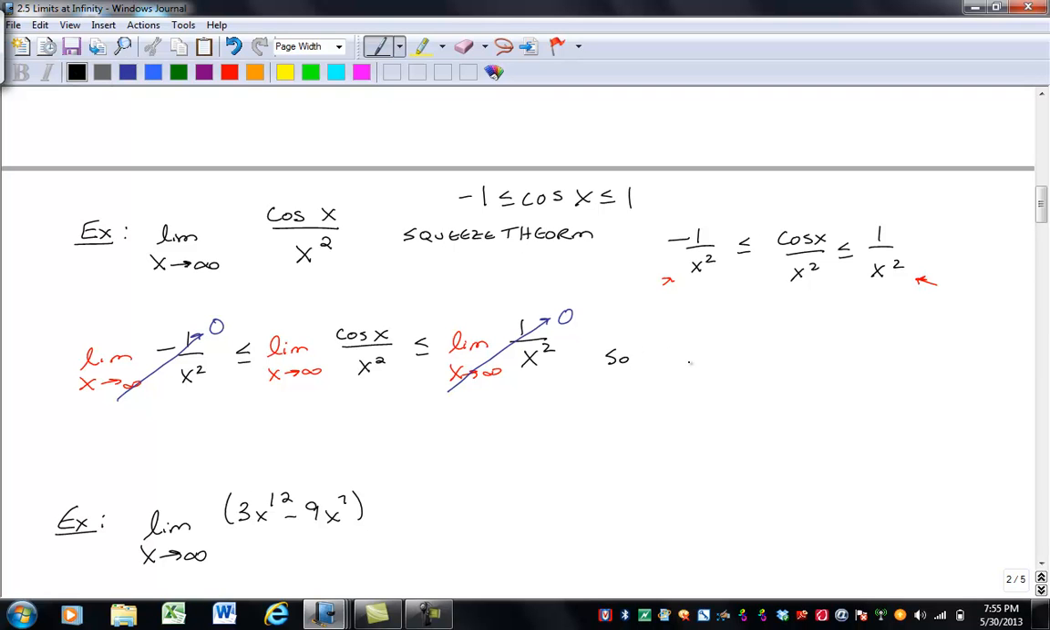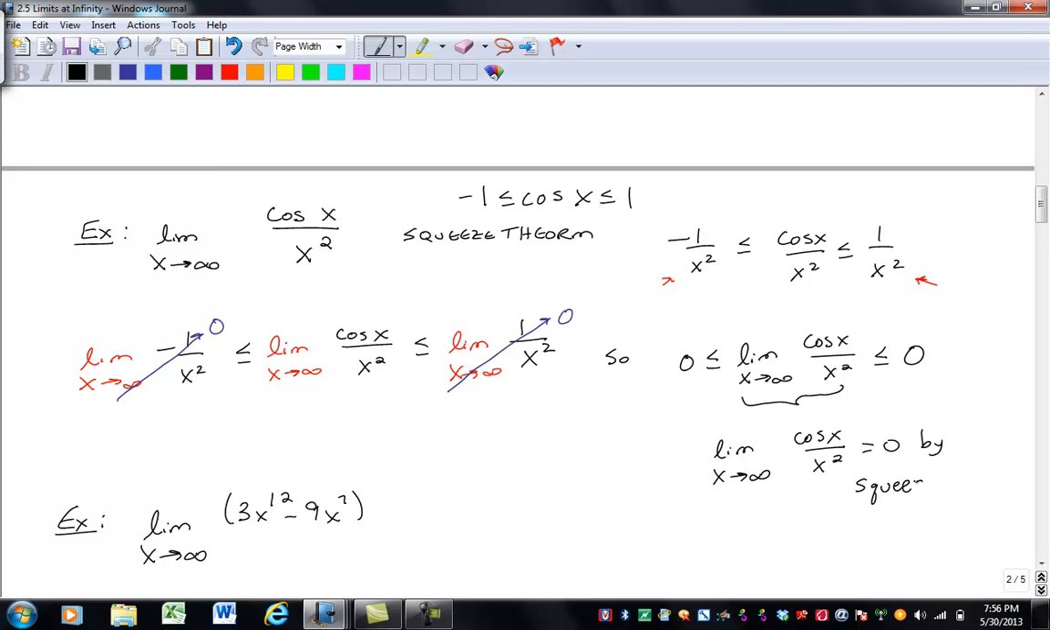And so I have 0 is less than or equal to the limit as x goes to infinity of the cosine of x over x squared, which is less than or equal to 0. And the only number in the whole world that could make that work is the number 0. So we've proven from the squeeze theorem that this limit is 0. We've squeezed it between two functions we know.